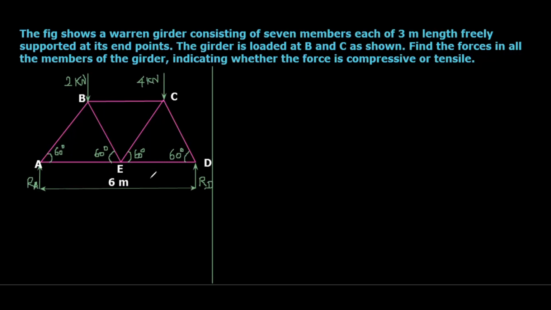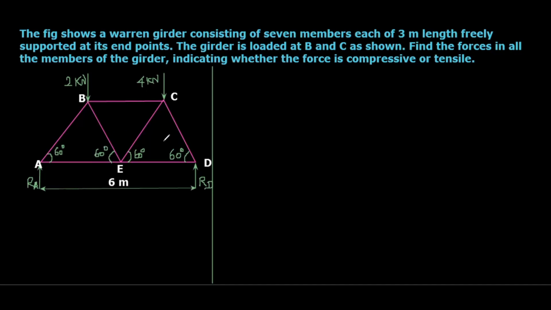Here, a frame structure is given. Point A and D, it is freely supported. And then at point B and point C, it is loaded as shown in figure. At point B, 2 kilonewton point load is acting. At point C, 4 kilonewton is acting.